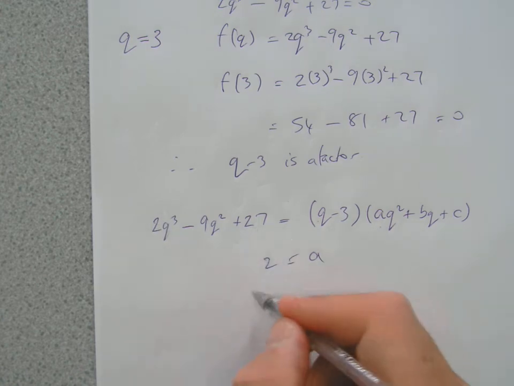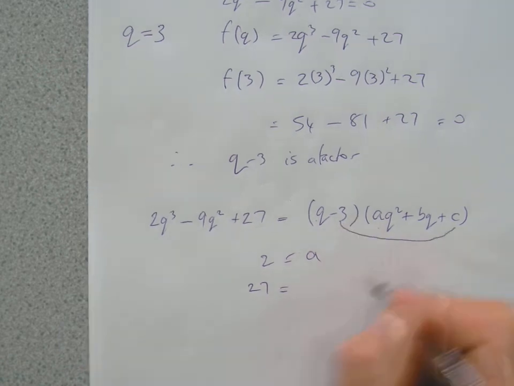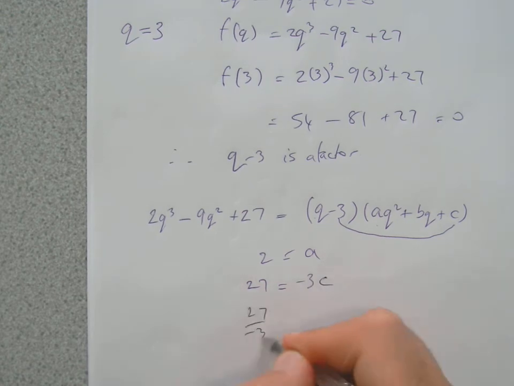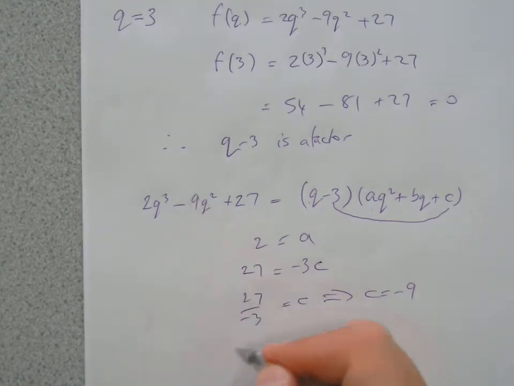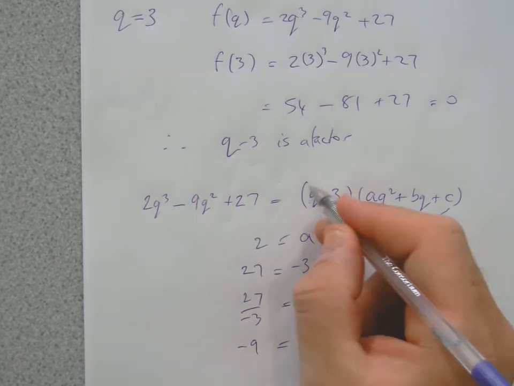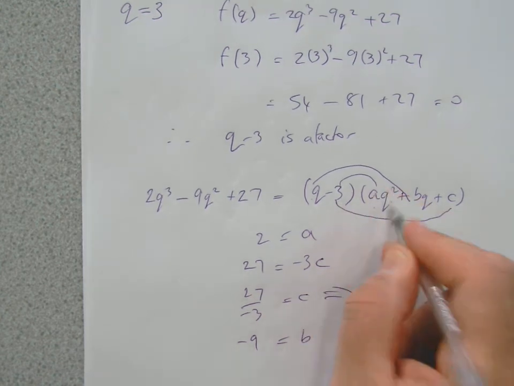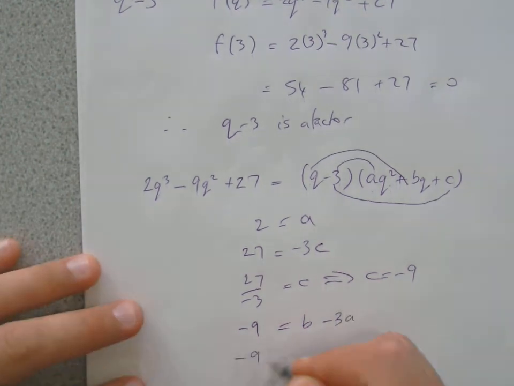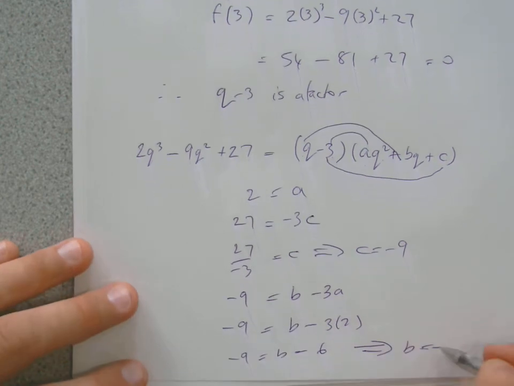Then equate the constants. You've got 27 here. You get the constant by doing minus 3 times c, that's the only way you can get a constant there, so it's minus 3c. So 27 over minus 3 is equal to c, so c equals minus 9. Then to get b, let's equate the q squared. You've got minus 9 there. You get q squared by doing q times bq, so that's b, and also minus 3 times a, minus 3a. Now we know a is 2, and that implies b will equal minus 3.